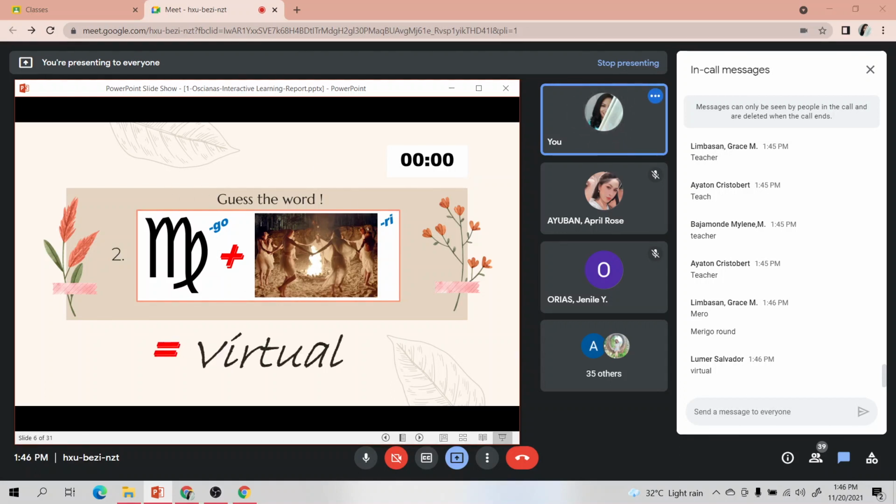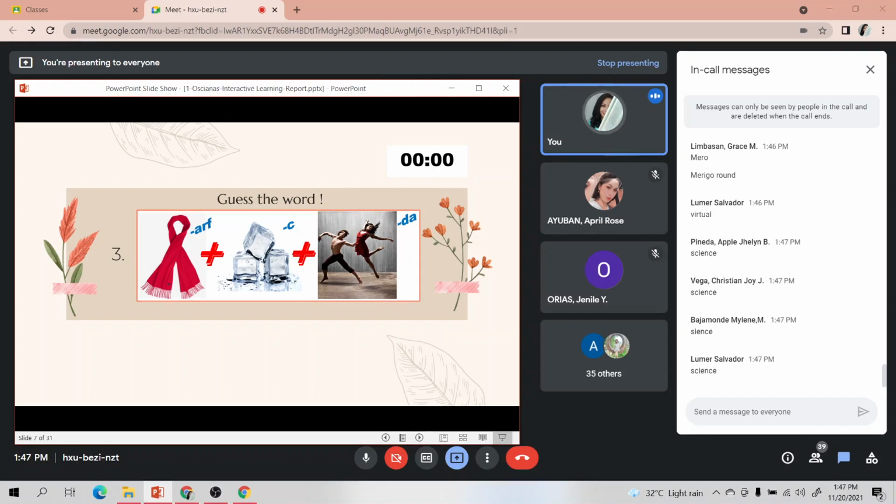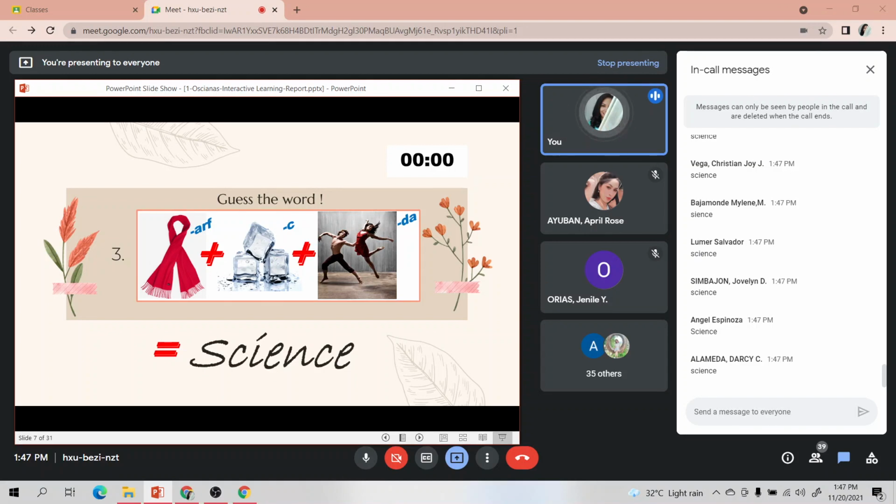So the word is virtual. We have this Virgo symbol minus the word go, and then the ladies are having a ritual minus the word re. So, virtual. Okay, next word. Guess the word number 3. 13, 12, 11, 10, 9, 8, 7, 6, 5, 4, 3, 2, 1. Okay, thank you, Ma'am Apple, Sir Christian, Ma'am Mylene, so that's correct. The word is signs.